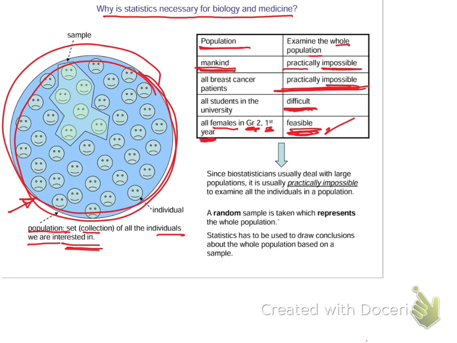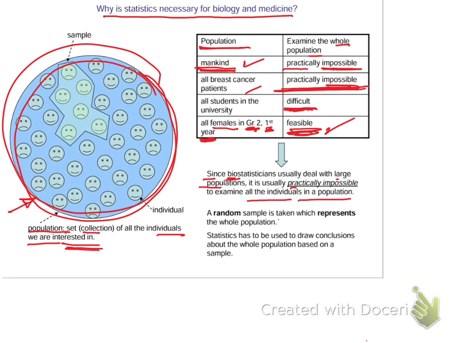Of course, as we increase the number of people in the sample to be closer to the population, the result will be more and more accurate. Since biostatistics usually deals with large populations, because this is related to bio, you need to treat a disease in one country or one location. So usually we are dealing with a large number of people. It is usually practically impossible to examine all the individuals in the population, like mankind, breast cancer, and so on.